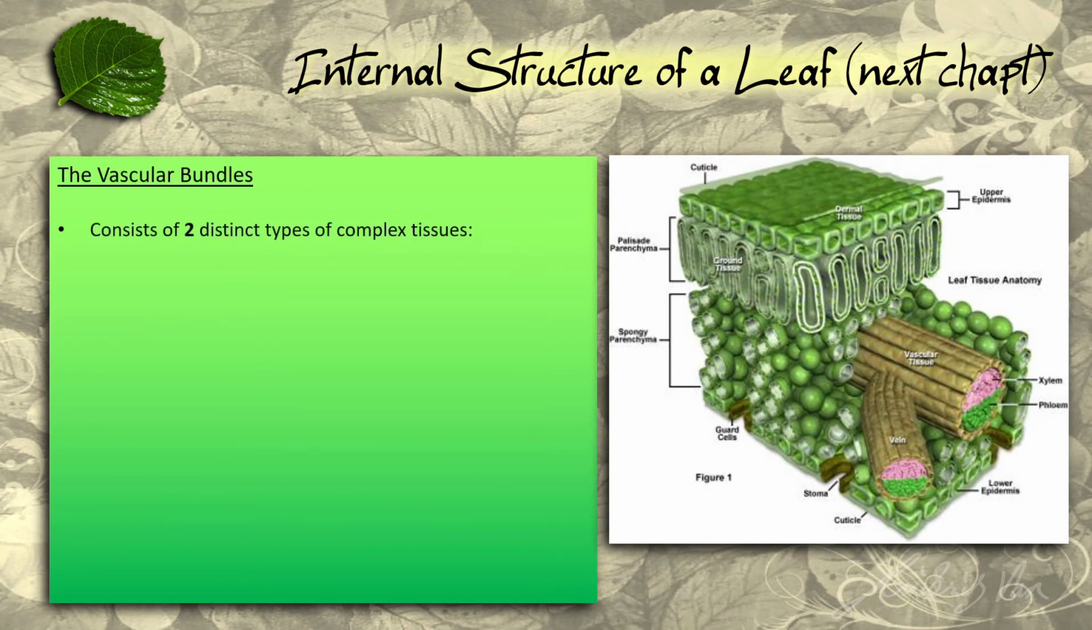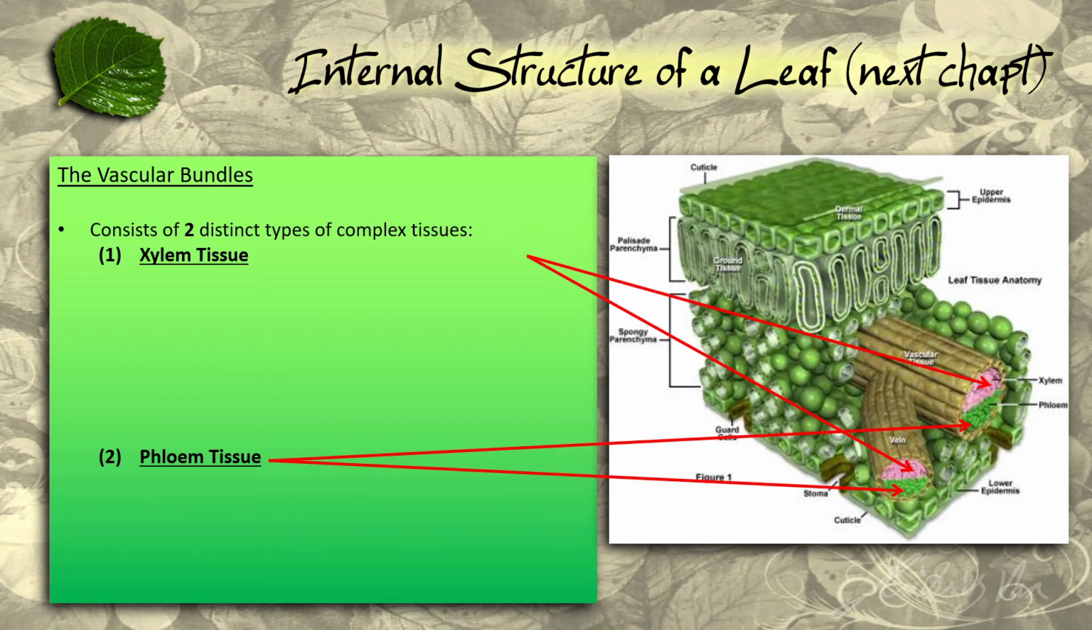As mentioned, this is more for the next chapter because they are responsible for transport, and the next chapter is transport in plants. They consist of two types of tissue, which I have kept on mentioning. First is the xylem, then is the phloem. How to remember the position, I will talk about it in the next chapter.